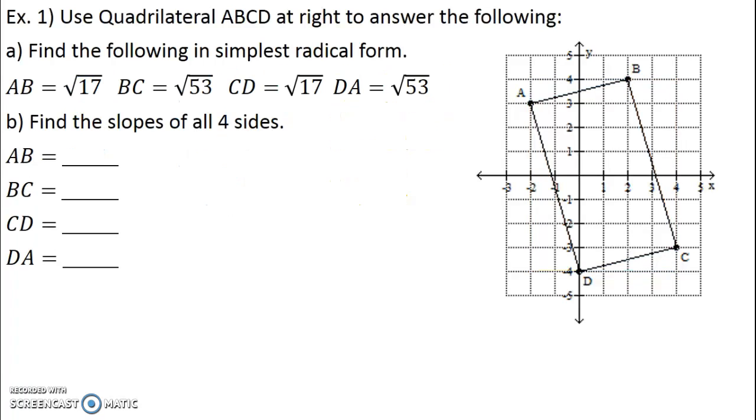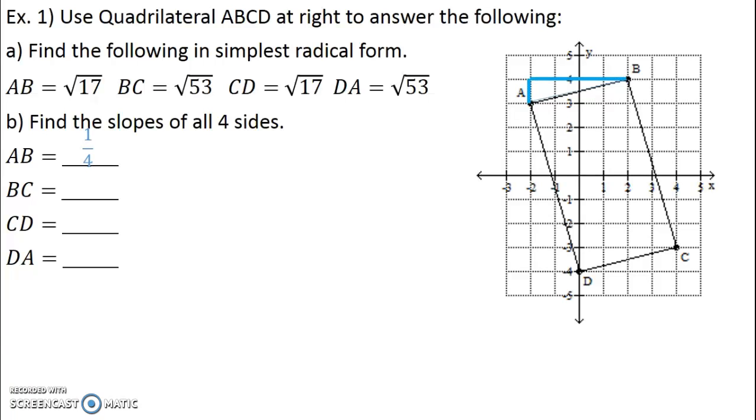But let's move on then to talking about the slopes. That's the whole reason that part B exists. You can't tell the difference between a parallelogram and a rectangle. You can't prove it without finding the slopes. So we're going to find the slope of all 4 sides. So I'm going to start with side length AB.